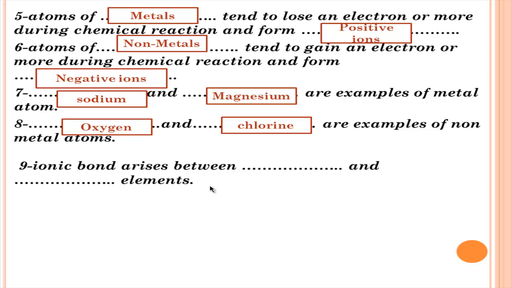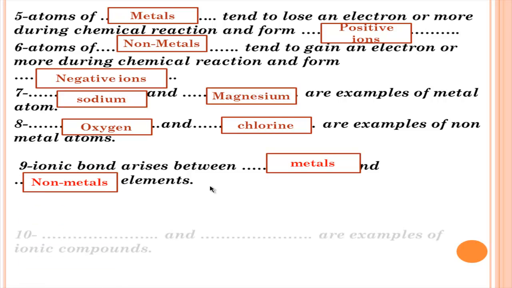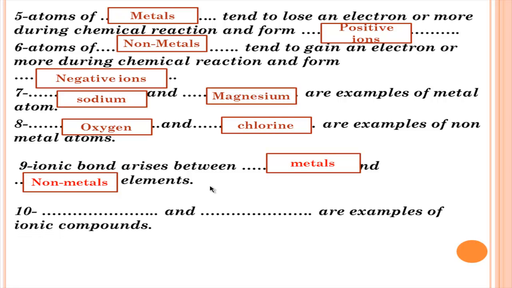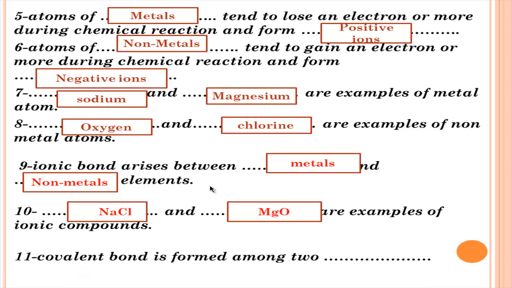Ionic bond arises between space and space elements. As we said, ionic bond arises between metals and non-metals. Space and space are examples of ionic compounds. Sodium chloride, NaCl, and magnesium oxide, MgO, are ionic compounds. Covalent bond is formed between two atoms of non-metals.